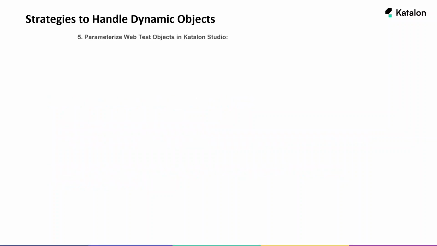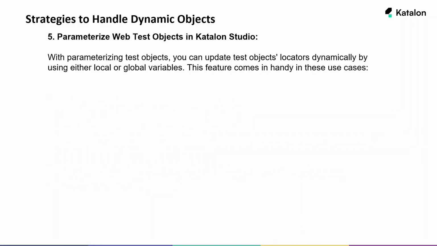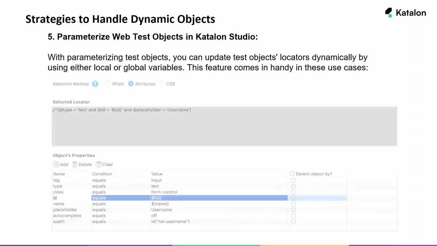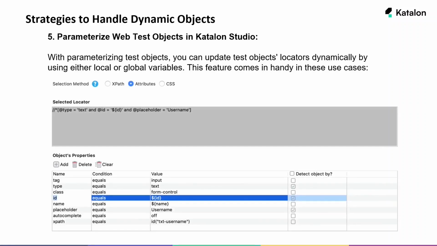And the last method, which is a very important method, is parameterize web test objects in Katalon Studio. So with parameterizing test objects, you can update test object locators dynamically by using either local variables or global variables. So this feature comes in handy in these use cases. So now let us explore more about parameterize web test objects in Katalon Studio.